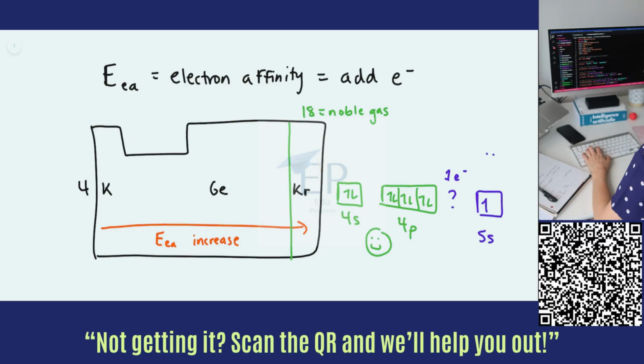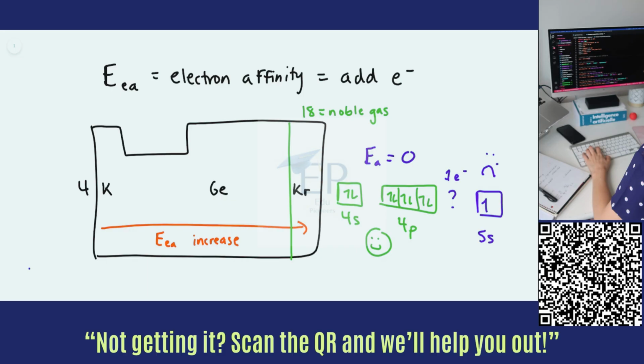Because what would happen, if we tried to add one more electron, is it would have to go into a brand new energy level, the 5th energy level in the s orbital, all right? And that would take a lot of work to make that happen. So it would not be very favorable to give krypton an extra electron. And typically, noble gases are thought of as having an electron affinity of 0 because they're really not interested in attracting any new electrons, all right?